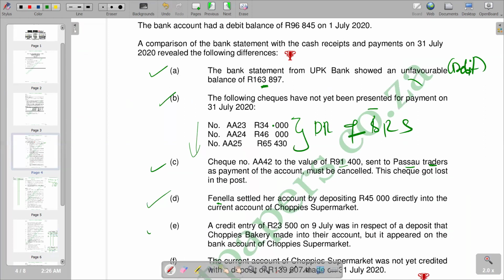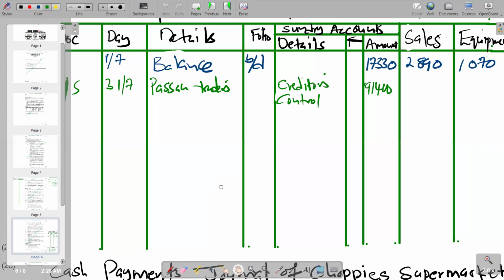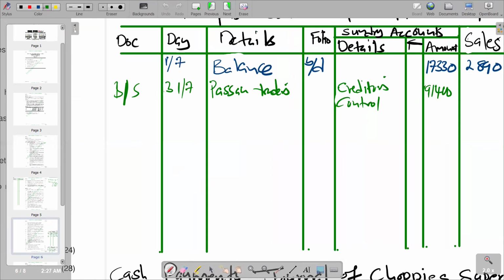That is an indication that we need a journal to show that there's a deposit that was made. So remember, it will be credited on the bank statement and debited into the bank account, which means it goes under the cash receipts journal. So we are going to update it there and put it under the cash receipts journal. We've got 45,000. So remember, all the descriptions, this was made by Fenila. So we can take note of that. So we are here, still in the cash receipts journal, and in terms of the details, we are saying Fenila.